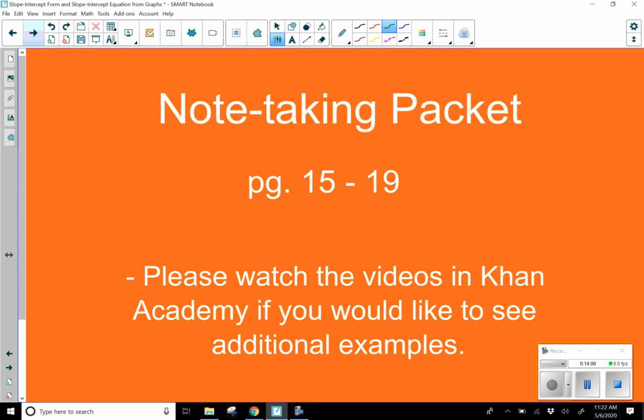So that does it for those 3 skills. The correlating note-taking packet pages are 15 through 19. And also you can watch the videos in Khan Academy if you'd like to see additional examples.